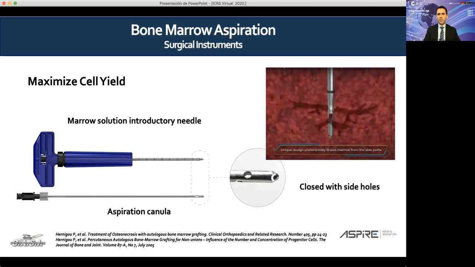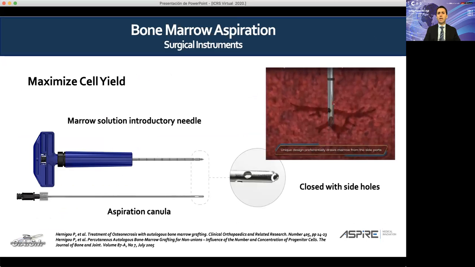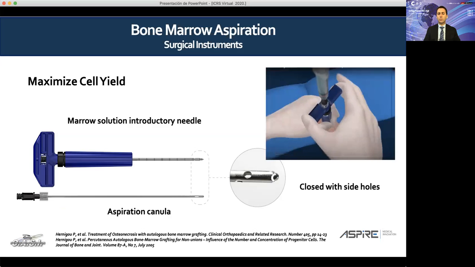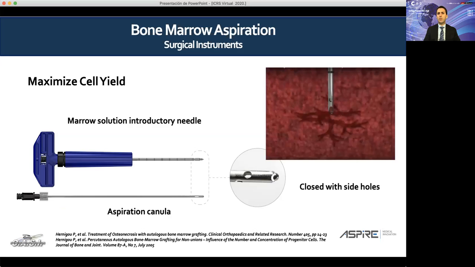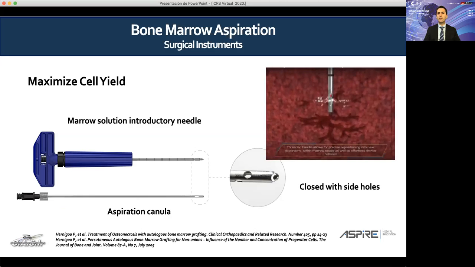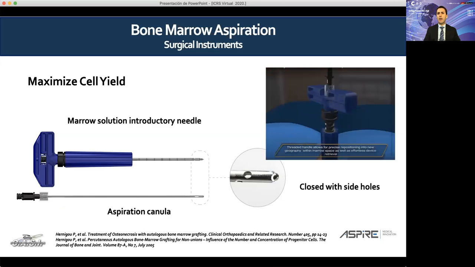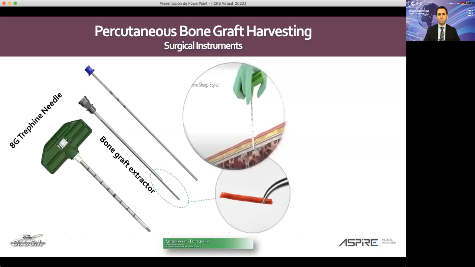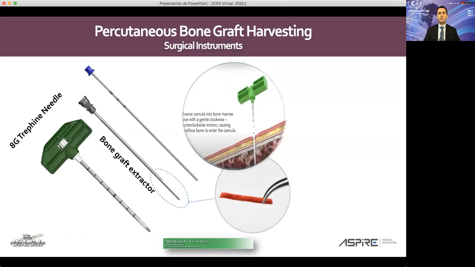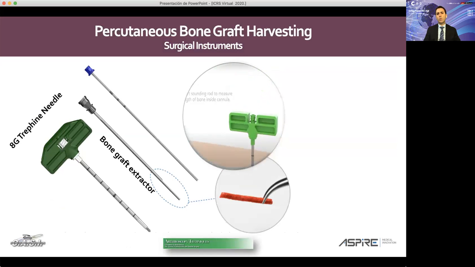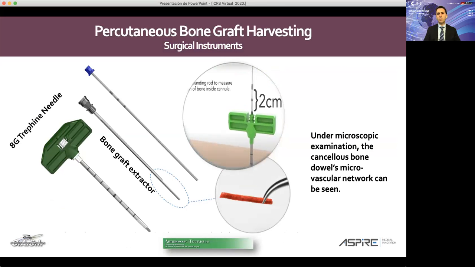needle, and the aspiration cannula using a closed end with side holes to not dilute the sample with peripheral blood, and taking 1 centimeter from each dip and niche. The percutaneous bone graft harvesting is made thanks to the 8-gauge trephine needle and the bone extractor, taking this bone dowel that under microscopy examination, this cancellous bone dowel microvascular network can be seen.